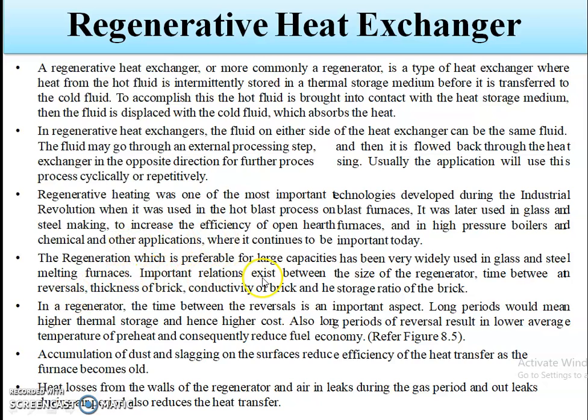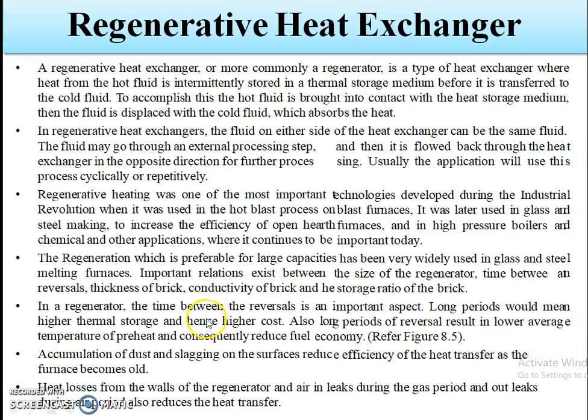The regenerator, which is preferable for large capacities, has been very widely used in glass and steel melting furnaces. Important relations exist between the size of the regenerator, the time between reversals, the thickness of the brick, the conductivity of the brick, and the heat storage ratio of the brick. So generally the regenerative heat exchanger is used in glass and steel industries for melting furnaces. It is useful for furnaces melting glass ore or steel ore, where we maintain the thickness, conductivity and heat storage of the brick according to the regenerator size.